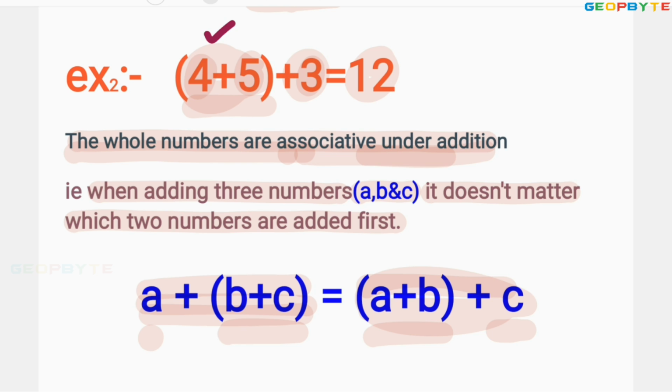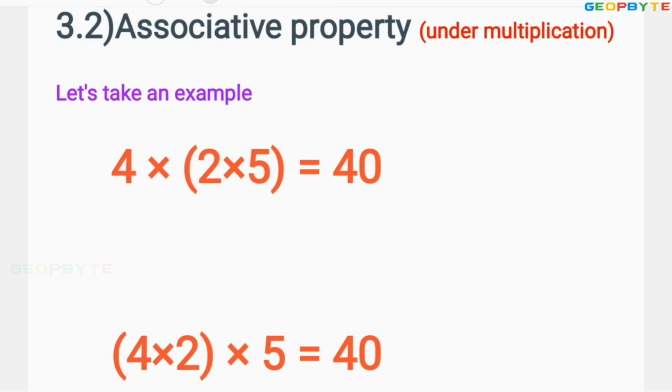Similarly, let us move to the associative property under multiplication. Let us decide whether the whole numbers are associative under multiplication or not. For that, as usual, I took two examples. 4 into 2 into 5. For this case, I took the bracket for 2 into 5 first.